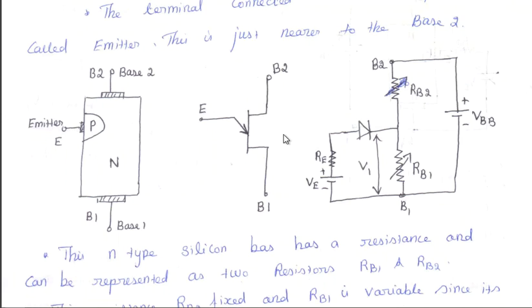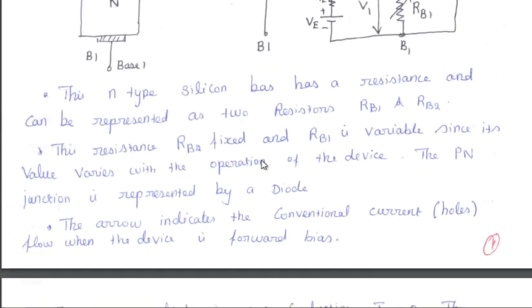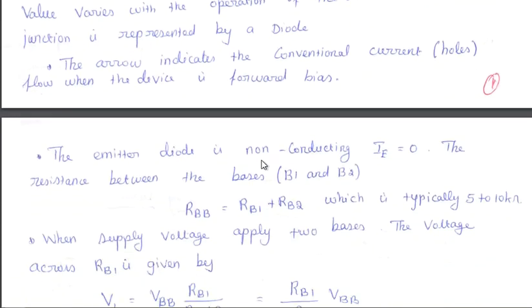The emitter diode is non-conducting. When IE is 0, the resistance between the bases B1 and B2 is represented as RBB. So the total value of RBB is the sum of the resistances between both bases. So RBB is equal to RB1 plus RB2, which is typically 5 to 10 kilo ohms.